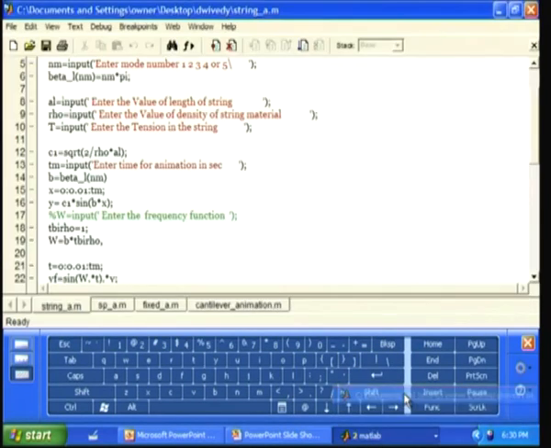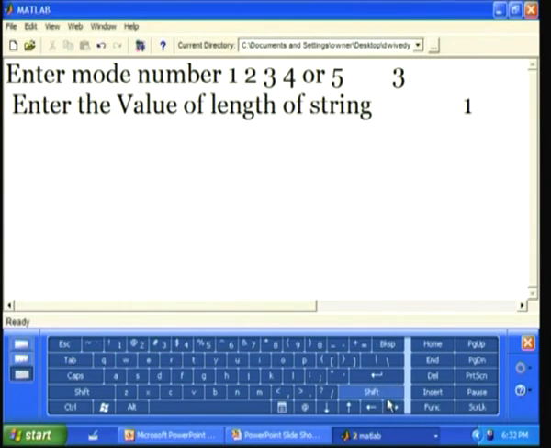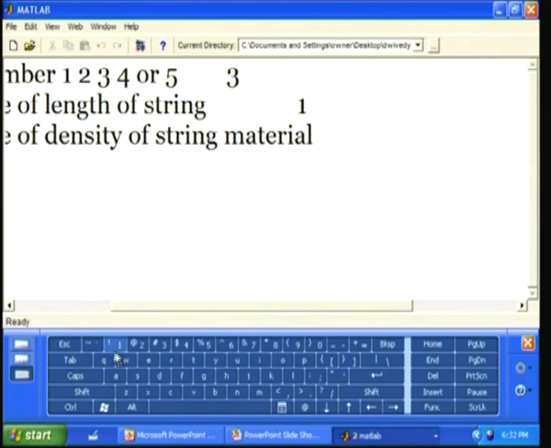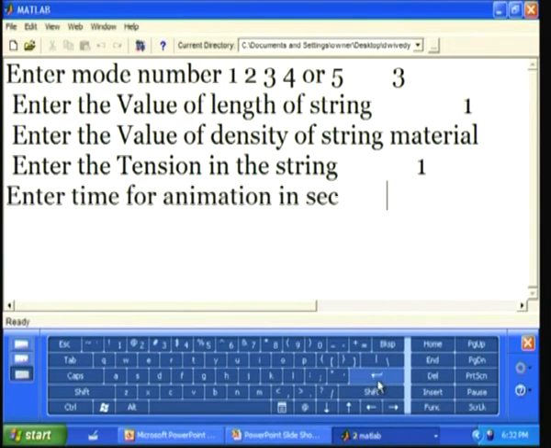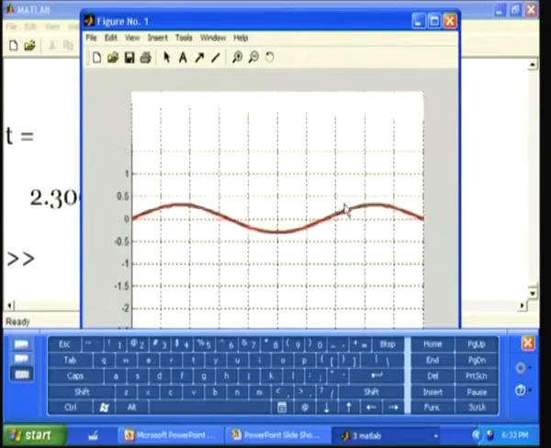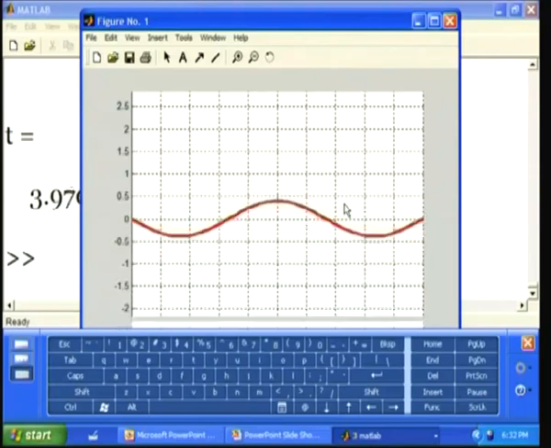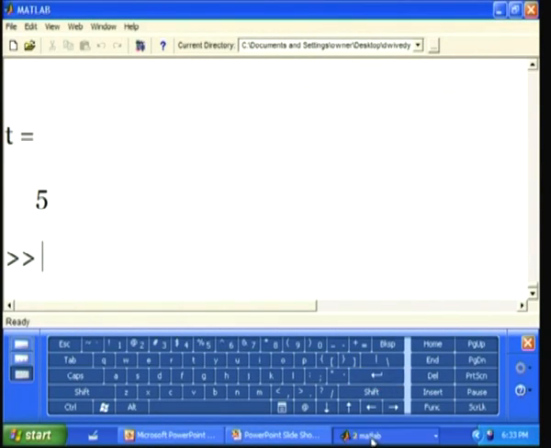Let us see for the third mode, animate it for the third mode. In case of the third mode, let us substitute number of mode equal to 3, and then you can choose the length of the string, density of the material, and also the tension. By substituting all these, if you want to see the animation for the third mode, you can observe clearly there are nodes operating, and you can find similarly for the fourth mode.